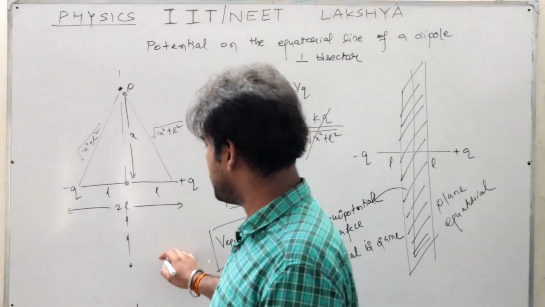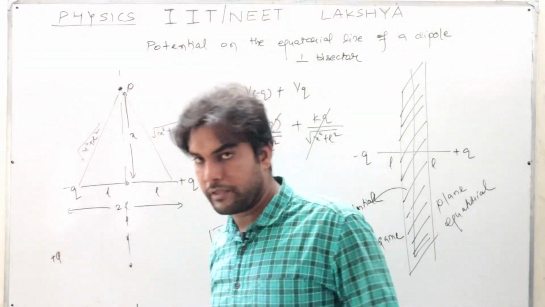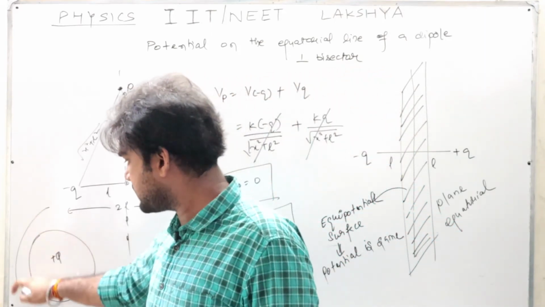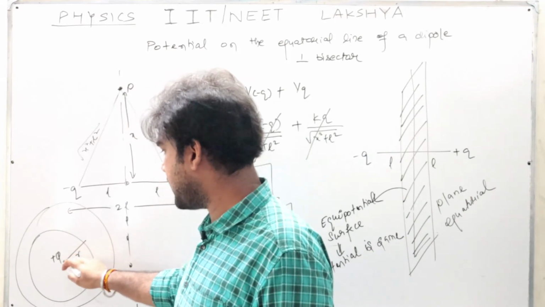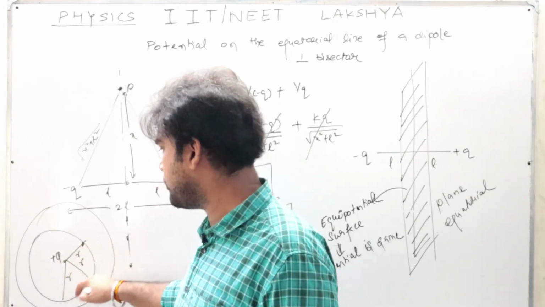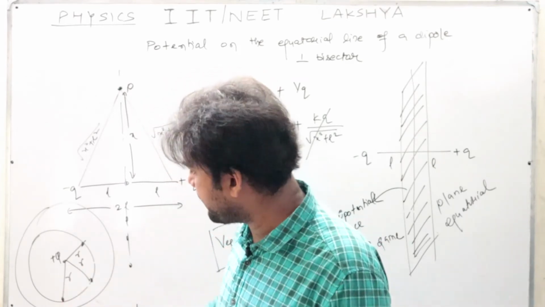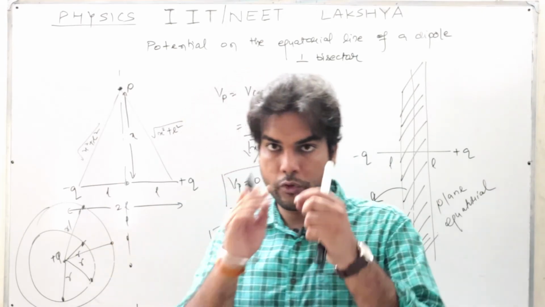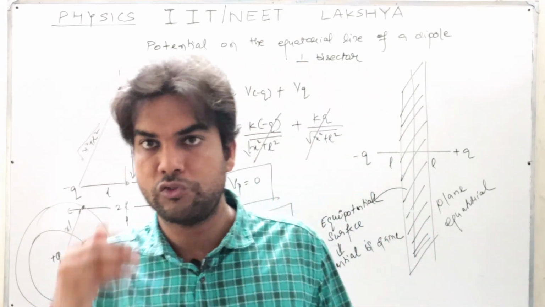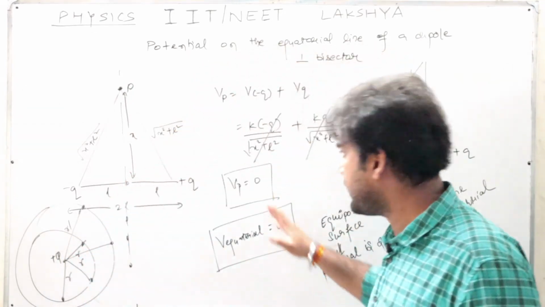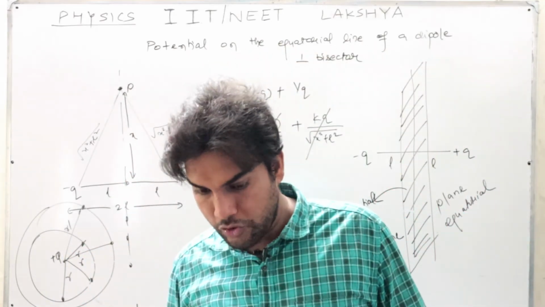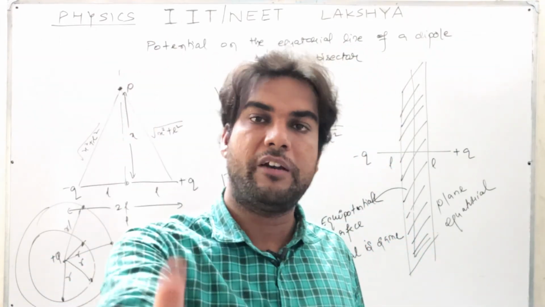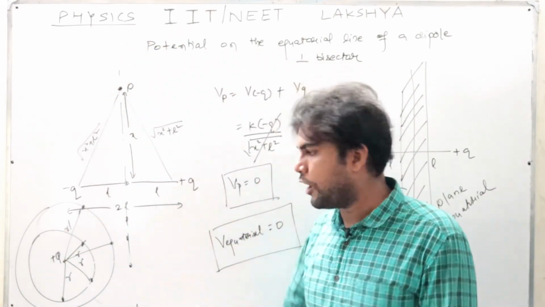For example, for a point charge, suppose a point charge plus q is there, then what is the equipotential surface for this charge plus q? We will get spheres. You see, at this distance r, the potential is kq by r, here also kq by r, here also kq by r. Similarly, at some r dash, here kq by r dash, kq by r dash. So for a point charge, spherical shells act as equipotential surfaces. Similarly, someone may ask in your exam, what is the equipotential surface for the dipole? It is the equatorial plane. The equatorial plane will act as the equipotential surface. I hope this concept is clear to you.